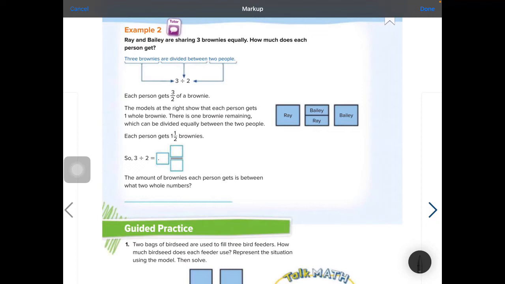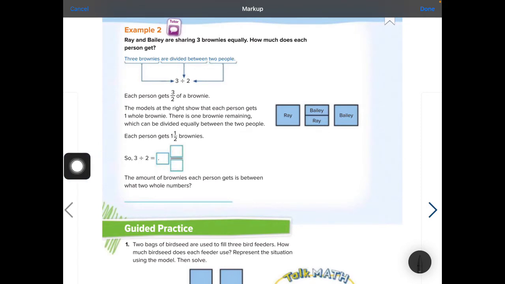Example 2. Ray and Bailey are sharing 3 brownies equally. How much does each person get? 3 brownies are divided between 2 people. So 3 divided by 2, each person gets 3/2 of a brownie. Now I know that looks funny, but hang with me for a minute. The model on the right shows what each person gets: one whole brownie, and then there's one brownie remaining that they can share equally. So they each get one whole and then 1/2. And that's what we see right here.